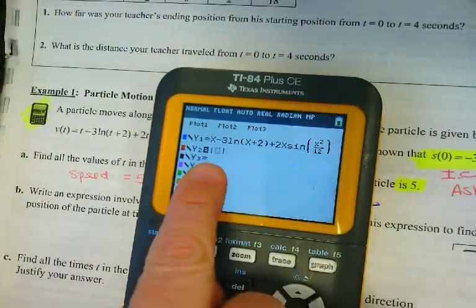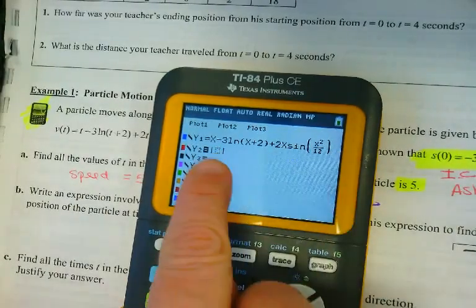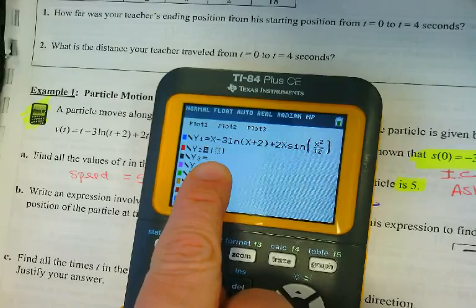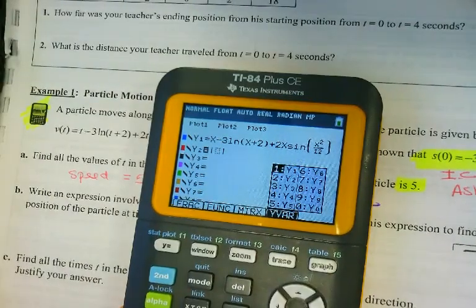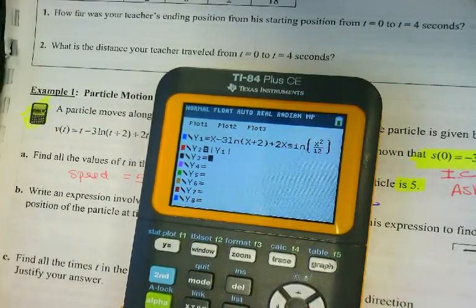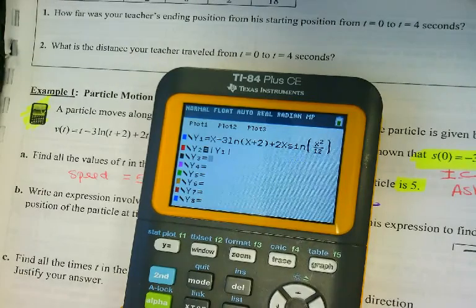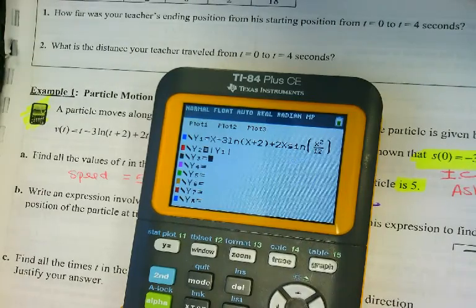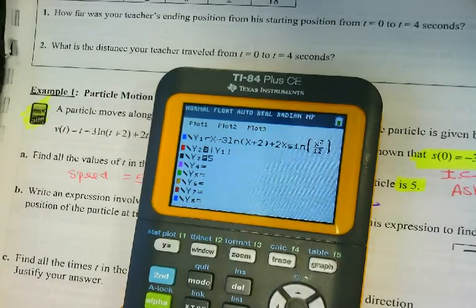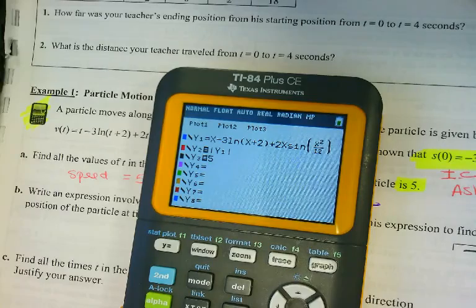I want the absolute value. Now I'm not going to retype that in. I'm just going to put in Y1 because that's where it's sitting. I want the absolute value of Y1. So my velocity is in Y1. I turned it off. I need speed, so in Y2 I'm putting the absolute value of what I typed in Y1, and then in Y3 I'm going to put 5 because I want to see where these two functions intersect.